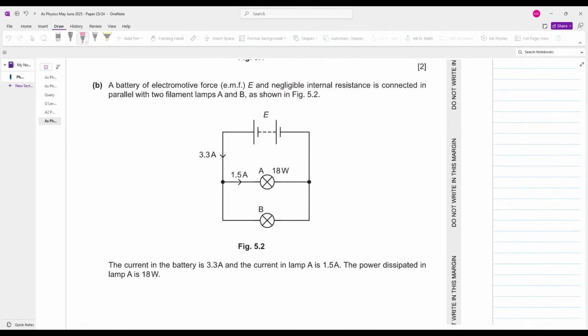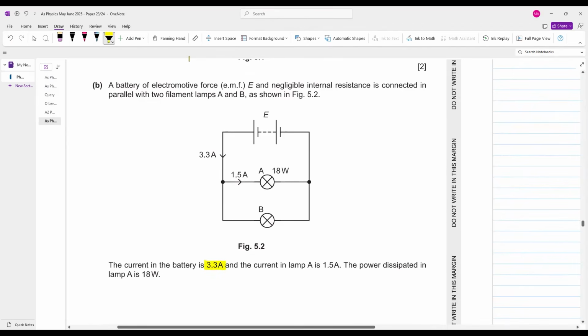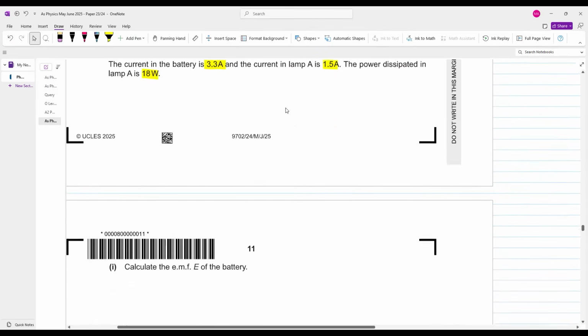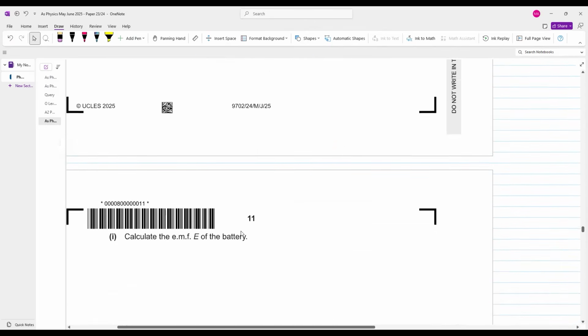A battery of electromotive force E and negligible internal resistance is connected in parallel with two filament lamps A and B as shown in figure 5.2. The current in the battery is 3.3 ampere. The current in the lamp A is 1.5 ampere. The power dissipated in lamp A is 18 watts. Okay. Calculate the EMF of the battery.